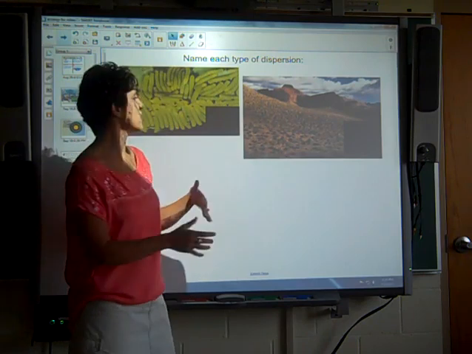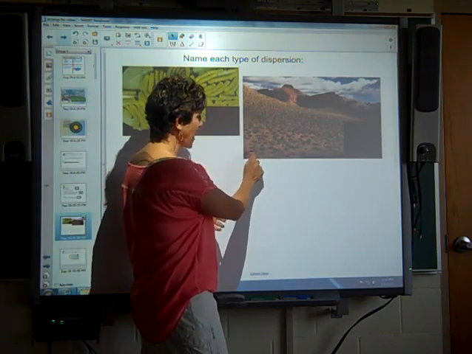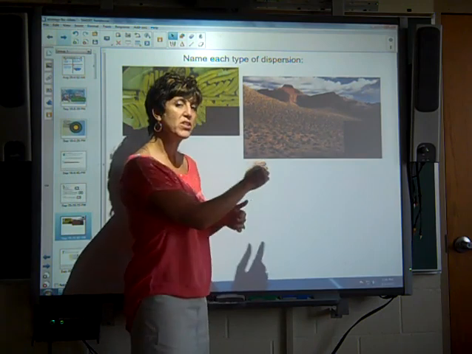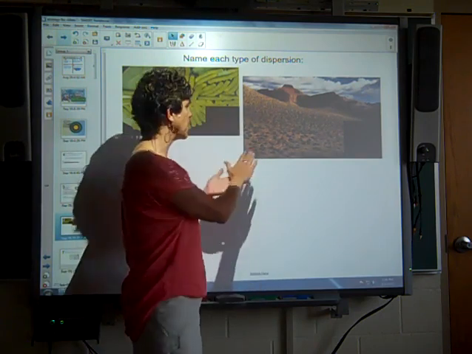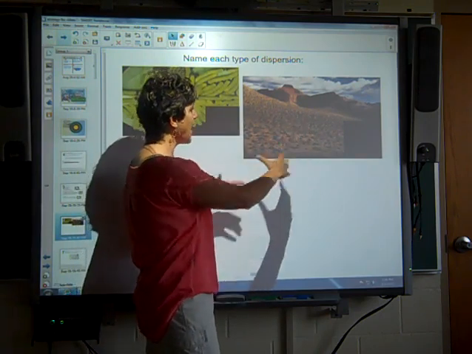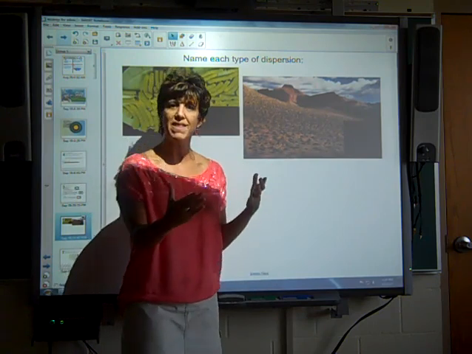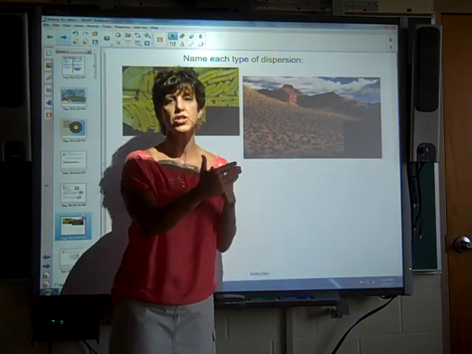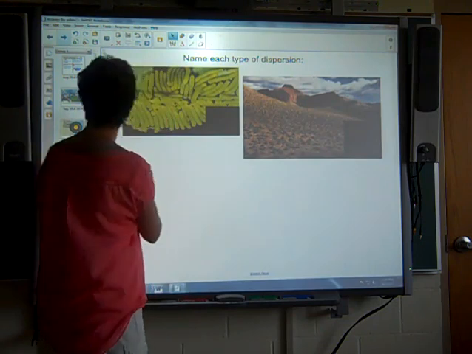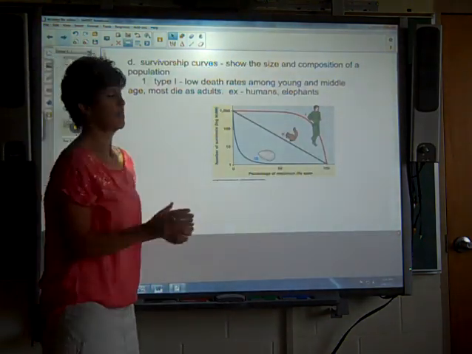I don't know if you can see so well from there, but this type of cactus actually releases a chemical, so it is uniform dispersion. It's actually pretty evenly spread out because the toxins produced by the cactus won't allow another to grow within a certain distance of it. All right, survivorship.